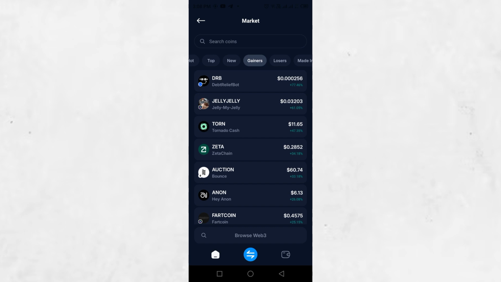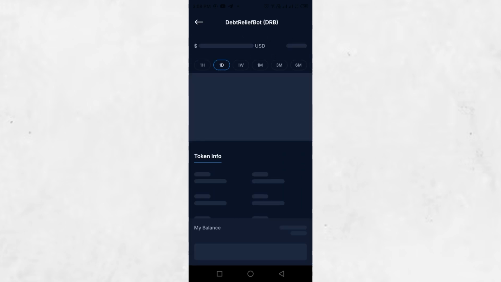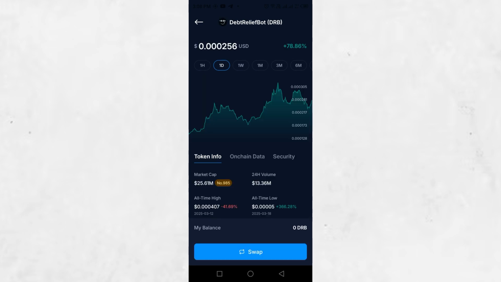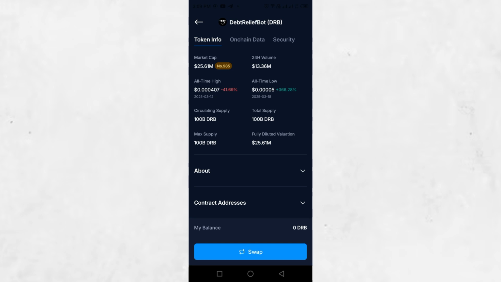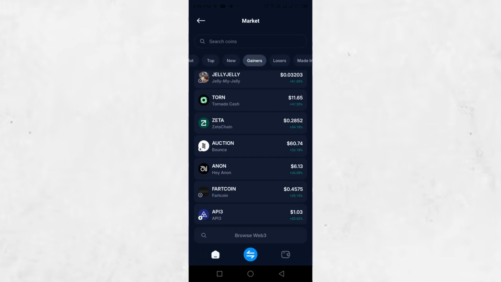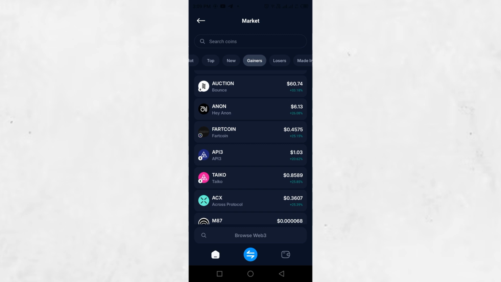The Gainers section lists cryptocurrencies that have experienced the highest percentage gains in price over the last 24 hours, highlighting assets with strong upward momentum. By tracking this section, traders can quickly identify bullish trends and potential short-term trading opportunities. The Gainers list often reflects market sentiment, showcasing assets that are attracting increased buying interest.